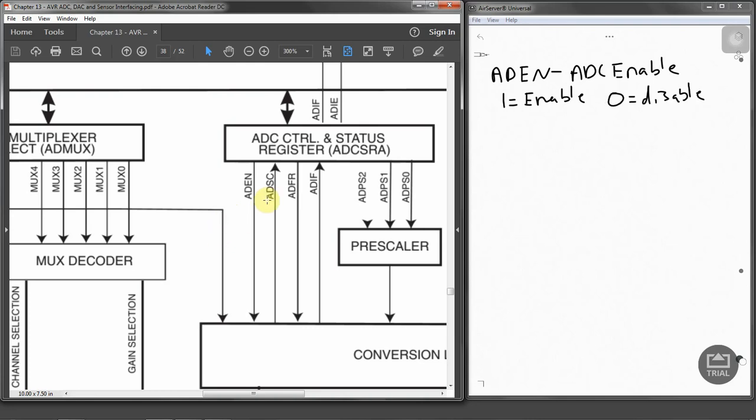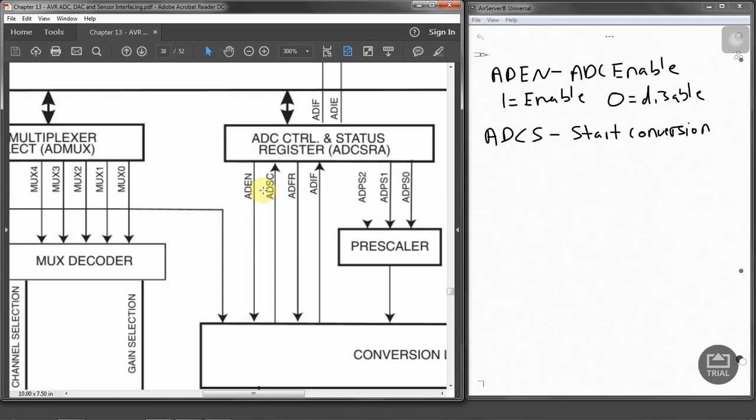Then we have the ADSC bit. We need this bit for the conversion because this actually starts the conversion. So we have to set the ADSC bit to start the conversion, and the important thing about it, if it's in single mode, this has to be always set to 1 until it finishes the conversion, then it goes back to 0. So during the conversion it's 1.